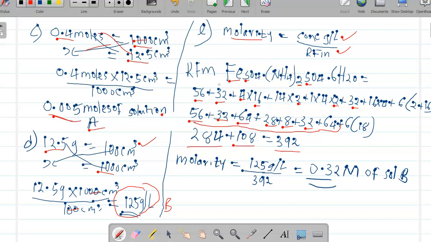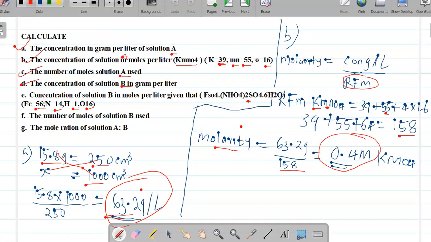Then to get molarity, which is equal to concentration in gram per liter, which is 125, divided by the RFM, you obtain 392. Then this is your 0.32 molar of solution B. That's the concentration of solution B in moles per liter. Good. Now our next question, we have question E. We have done question E.